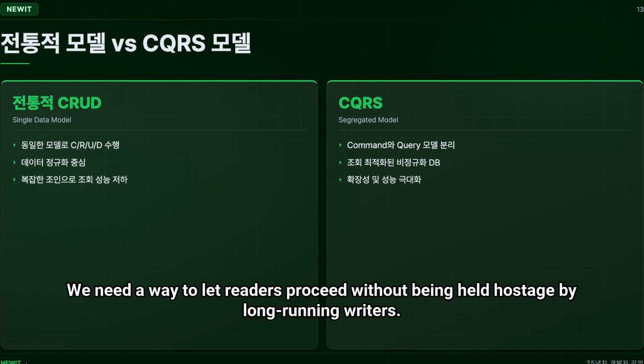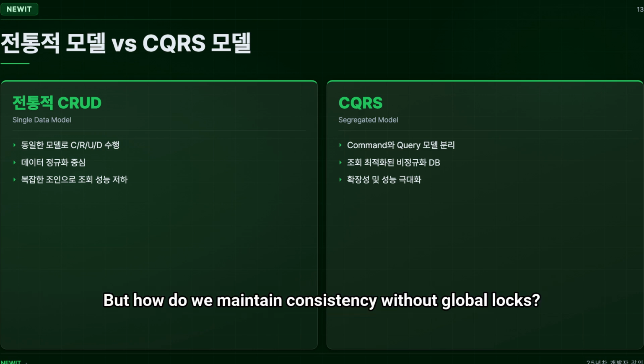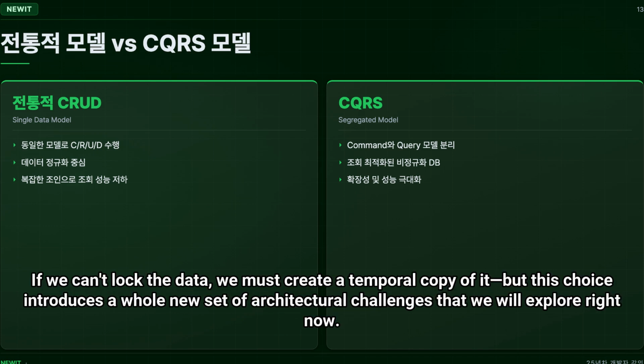We need a way to let readers proceed without being held hostage by long-running writers. This fundamental limitation of the locking model is what forced the industry to move toward a more optimistic, version-based approach. But how do we maintain consistency without global locks? The answer lies in how we manage multiple versions of the same data simultaneously. If we can't lock the data, we must create a temporal copy of it, but this choice introduces a whole new set of architectural challenges that we will explore right now.